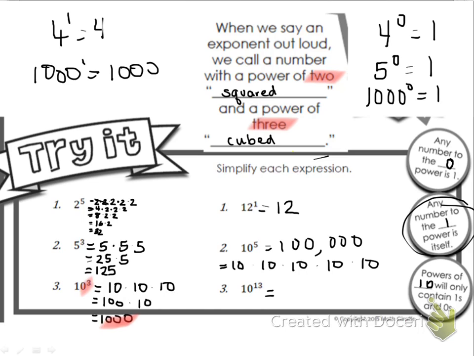So this one looks really hard. It'd be 10 times 10 times 10 times 10, 13 times, which is a lot. But we just found the trick. The trick is that it's the number of zeros written there. So this means we have a 1 with 13 zeros. 1, 2, 3, 4, 5, 6, 7, 8, 9, 10, 11, 12, 13. Okay, now I'd add all my commas in there so that it makes sense. And then we're done this one.